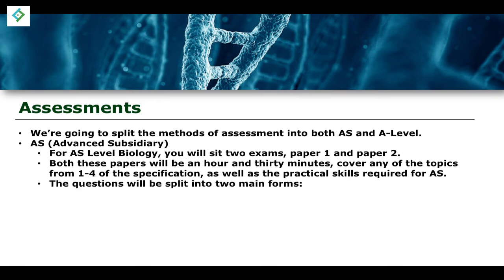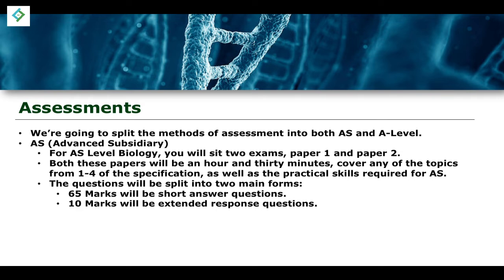Now, the questions themselves within the exams will be split into 2 main forms. So in both paper 1 and paper 2, you will have short answer questions, which will represent 65 marks of each of the exams. So 65 marks of paper 1 and 65 marks of paper 2. And then you will have 10 marks at the end of both paper 1 and 2, which are what they describe as extended response questions. And we will explain what these mean a little bit later on.